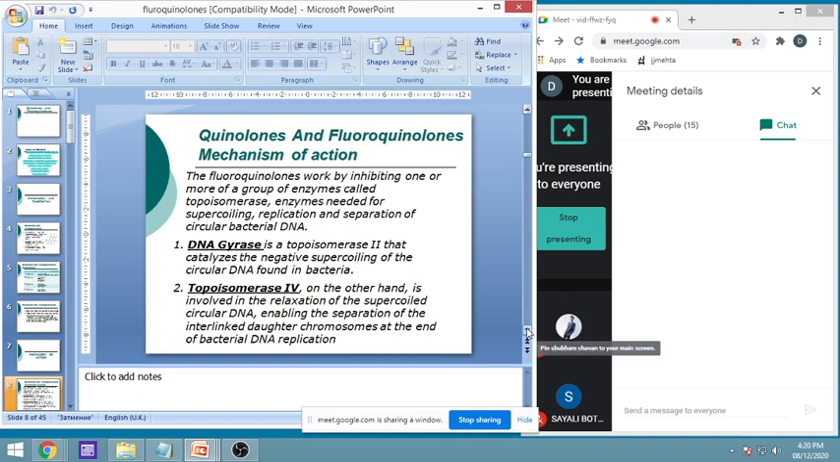I repeat, these are a group of enzymes. One enzyme is known as DNA gyrase. It is a topoisomerase 2 that catalyzes the negative supercoiling of the circular DNA found in the bacteria. If you remember, we have seen in genetics that a specific portion of the DNA has to be expressed, either during replication or during transcription.